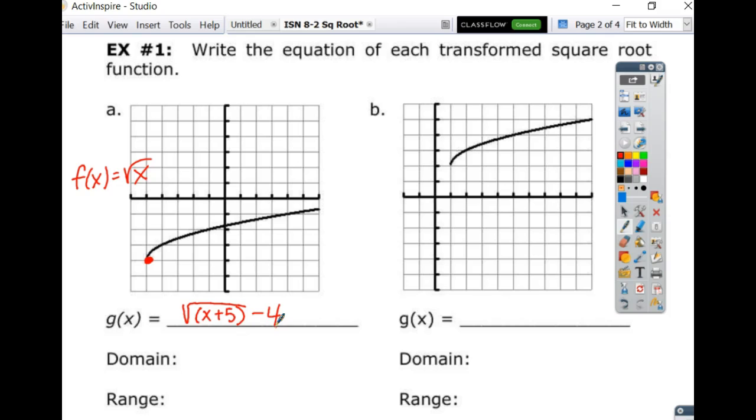Now it's asking for the domain and range. And the domain and range are going to come from right here. This is h and k, and that's right here, h and k. So my domain is left to right. So the domain here is -5 to infinity. And the range is bottom to top. So it's -4 to infinity.